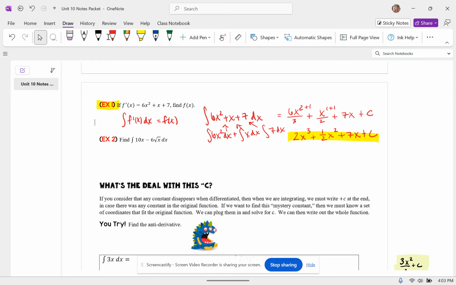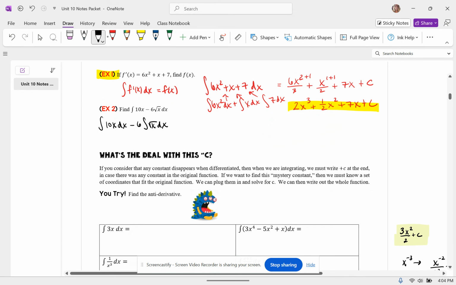It says find the integral of 10x minus 6 square root of x dx. Again, you can use your integral rules to split this up if that kind of helps you get your head around this easier. We can even pull the 6 out front and rewrite it like this if I wanted. We could pull the 10 out front and rewrite this like this if we wanted. Sure, why not? Sky's the limit. And then I'm going to rewrite this as x to the 1/2. That helps me add stuff easier, okay?